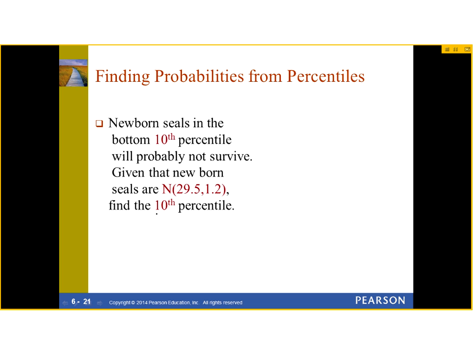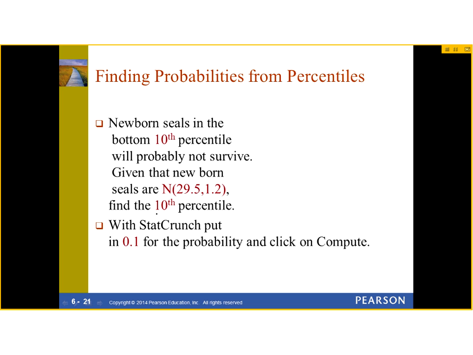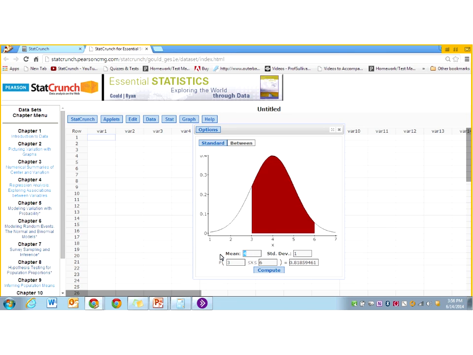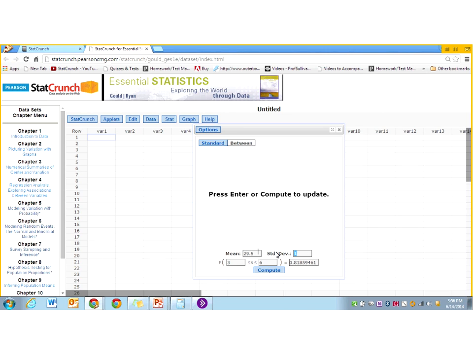Now, how do we find probabilities from percentiles? Newborn seals in the bottom 10th percentile typically don't survive. So we know newborn seals have a mean of 29.5 pounds and a standard deviation of 1.2. How do we find the 10th percentile? Well, you kind of work backwards because we need to find what x corresponds to the 10th percentile. So, 29.5, standard deviation of 1.2, and we're going to go back to standard. Should have done that first.